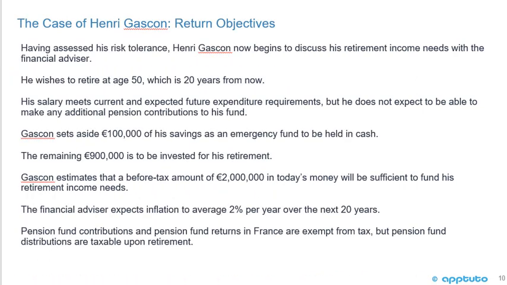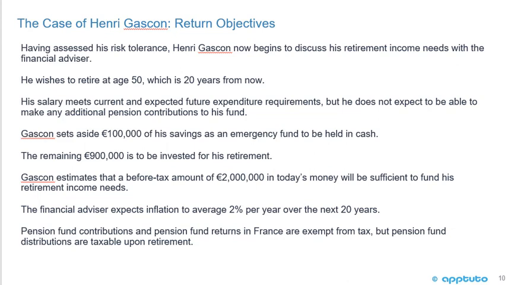Having assessed his risk tolerance, Henri now begins to discuss his retirement income needs with a financial advisor. He wishes to retire at age 50, which is 20 years from now. His salary meets current and expected future expenditure requirements, but he does not expect to be able to make any additional pension contributions to his fund. Mr. Gascon sets aside €100,000 of his savings as an emergency fund to be held in cash. The remaining €900,000 is to be invested for his retirement.